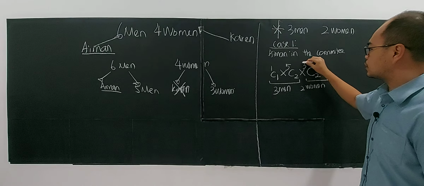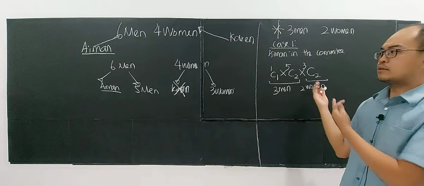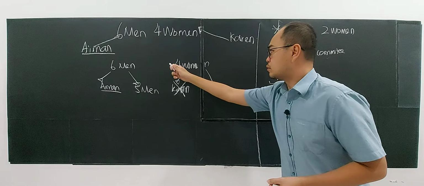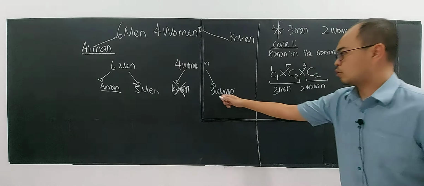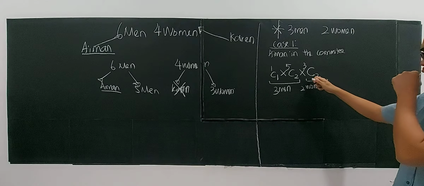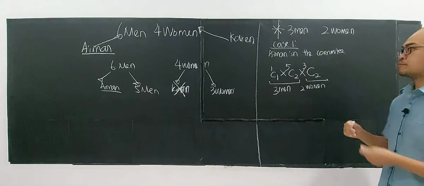That's why it becomes 3. Sir, why is it 3? Because Karen cannot be in. Karen cannot, because why? The 4 women, 1 is Karen. Karen cannot, so only 3 left. So 3 choose the remaining 2. Then you solve the problem, right?